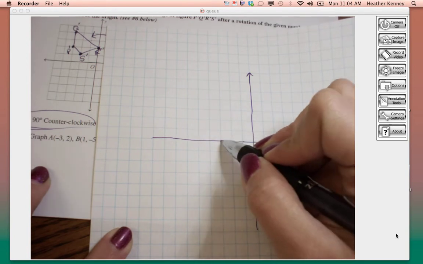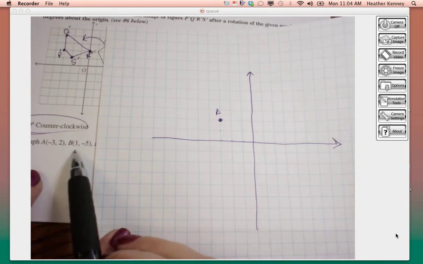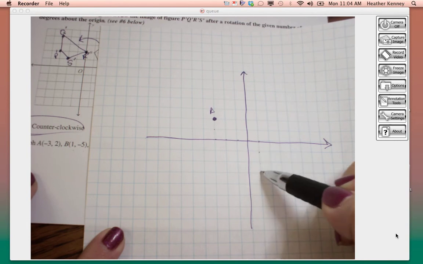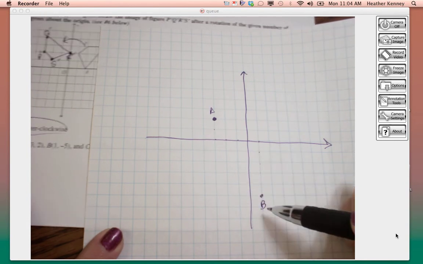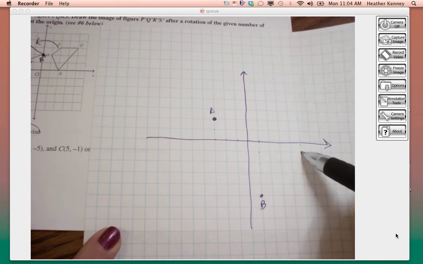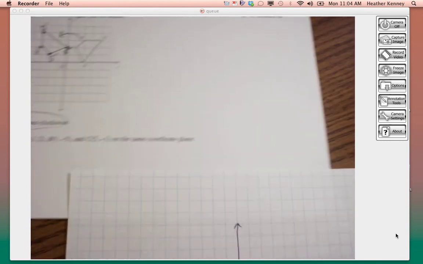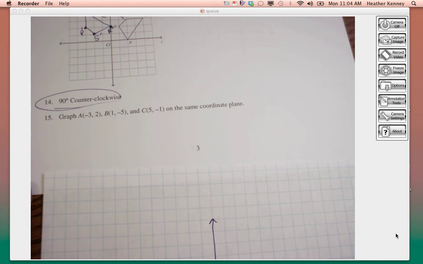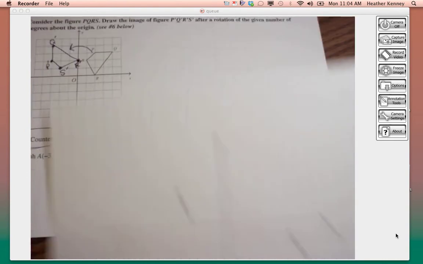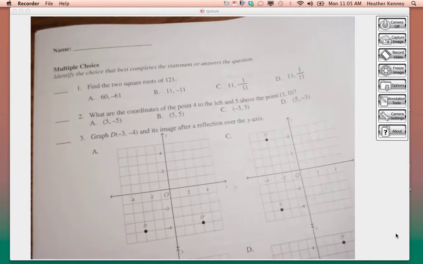Okay. And our first point, A, was (-3, 2). From the origin, 1, 2, 3, and 1, 2. Positive 2. That's A. B was (1, -5). Positive 1, negative 5. 1, 2, 3, 4, 5. There's B. And C is (5, -1). 1, 2, 3, 4, 5, down 1. Make sure you use your X first and then your Y. And you did not have to connect the points. The question just said graph the 3 points. It didn't say graph triangle ABC, right? So that was your answer right there.